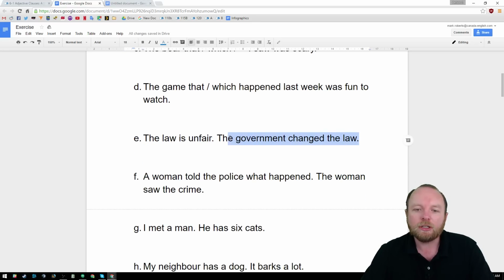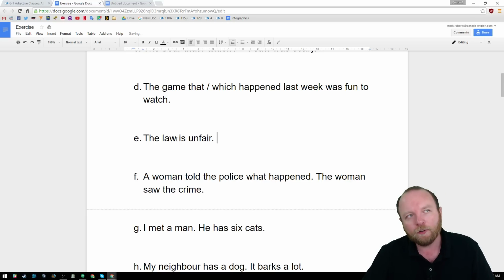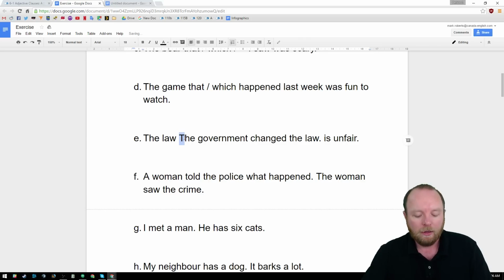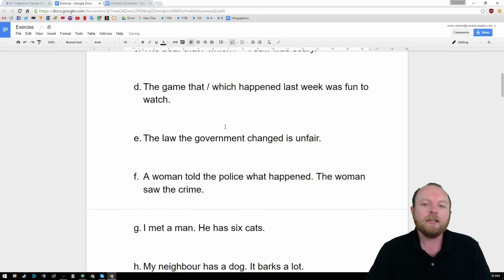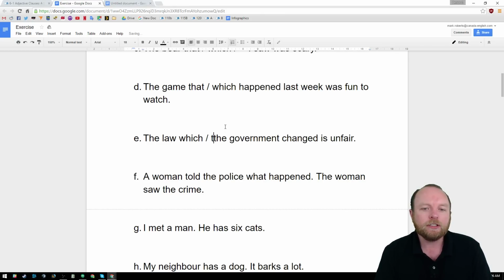The law is unfair. The government changed the law. So let's put this here, right? The government changed the law. So we're talking about the law. Now, don't say the law 2 times, right? Don't say it 2 times. And finally, we need a relative pronoun. So the law, so which or that.